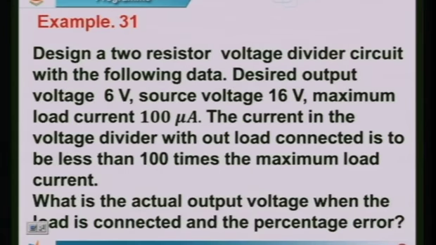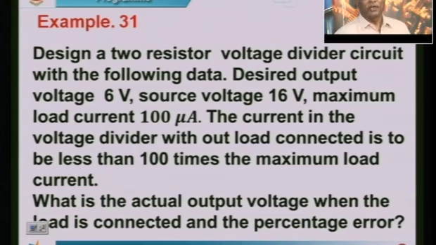Design a 2 resistor voltage divider circuit with the following data. Desired output voltage 6 volts, source voltage 16 volts, maximum load current 100 microamperes. The current in the voltage divider without load connected is to be less than 100 times the maximum load current. What is the actual output voltage when the load is connected and the percentage error?